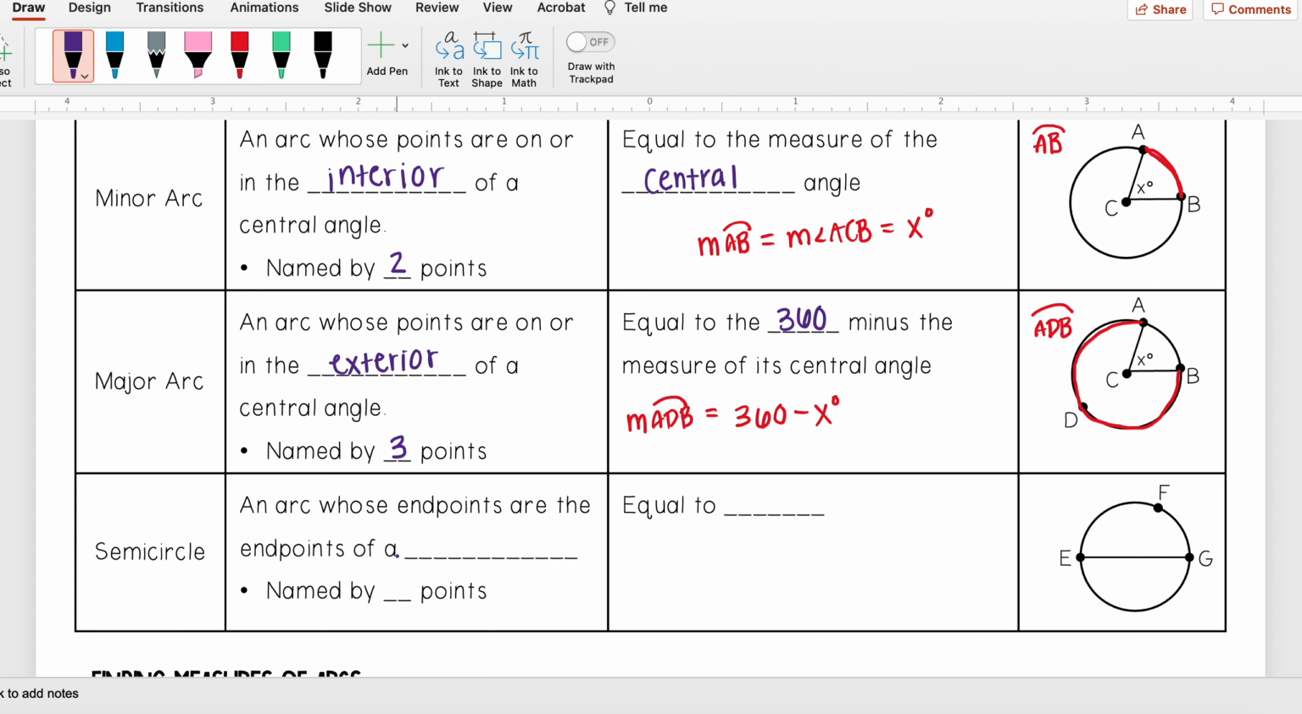And then lastly, we have semicircle, and a semicircle is an arc whose endpoints are the endpoints of a diameter. And this is also named by 3 points. And a semicircle is always going to be equal to 180 degrees. So an example of a semicircle here would be EFG.